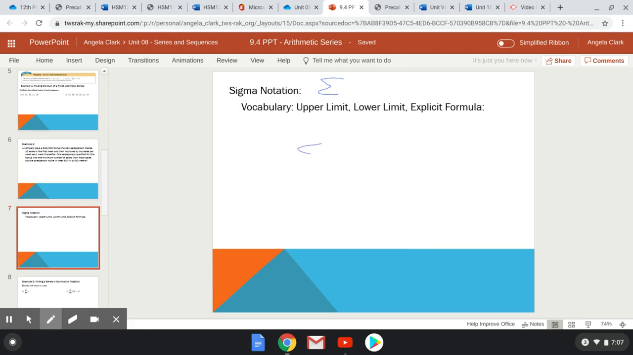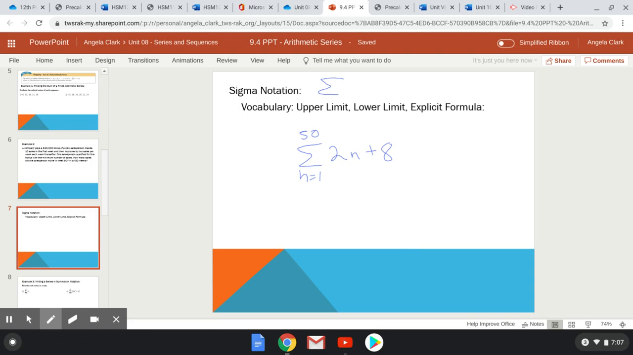So we have the sigma, and then we're going to have, let's use the numbers from the previous example, the word problem that we did. So I'm just going to set it up and then I'm going to talk about the pieces. Okay.